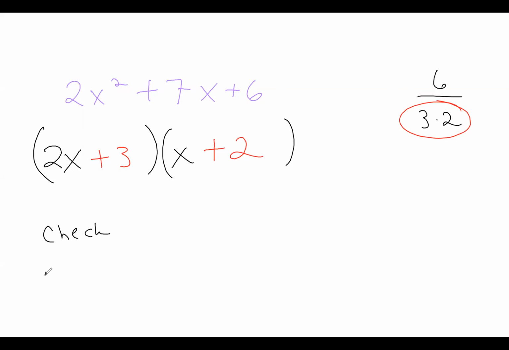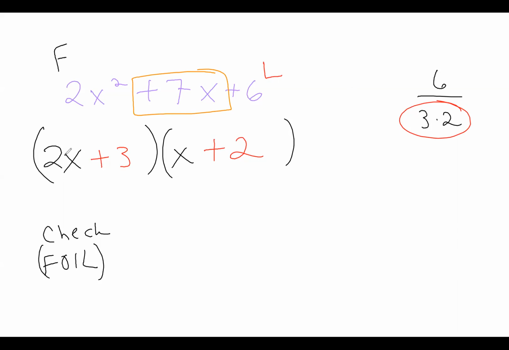And again, when I check, I'm doing that FOIL process. So reminder, our first two terms, 2x times x, we already knew that those would multiply to 2x squared. Our last two terms, we already knew that those would multiply to 6, right? We chose them that way. So really the one that we're now paying extra close attention to is that middle term of plus 7x. That's the outside and inside terms that we're about to check.